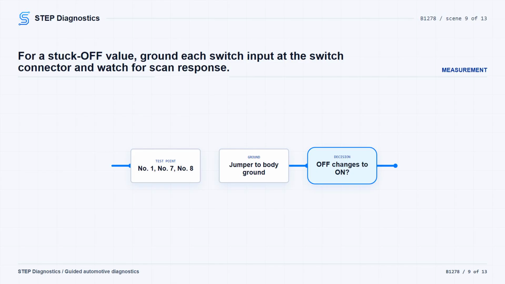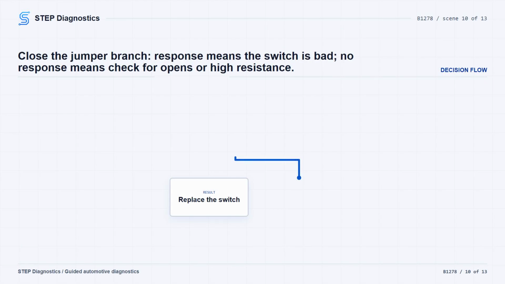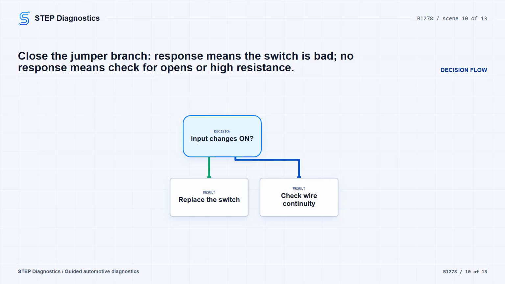at the combination light switch 12P connector. Check connector no. 1, ORN to body ground, no. 7, PNK to body ground and no. 8, GRI to body ground. Watch the data list while you do this. If the value changes from OFF to on, the wiring and module are able to see the input, so the supported repair is to replace the combination light switch. If the value does not change from OFF to on, continue to the open or high resistance checks.